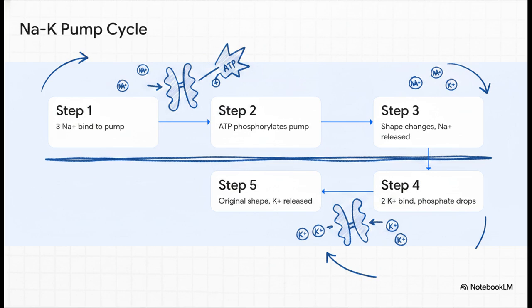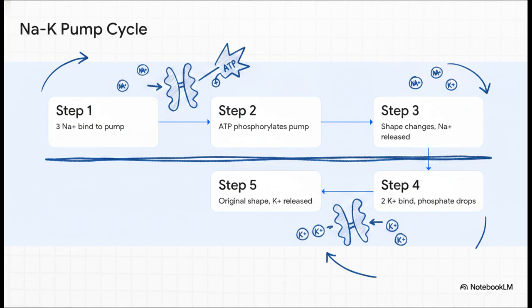Step 1. Inside the cell, 3 sodium ions bind to the protein pump. Step 2 is where the magic really happens. A molecule of ATP swoops in and phosphorylates the protein, which just means it attaches a phosphate group. Step 3, this burst of energy literally forces the pump to change shape, throwing those 3 sodium ions right out of the cell. Step 4, with this new shape, the pump now perfectly fits 2 potassium ions from the outside. They bind to it, and that triggers the release of the phosphate group.